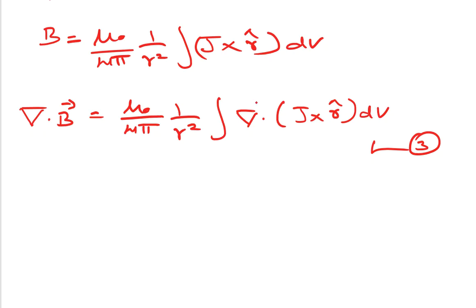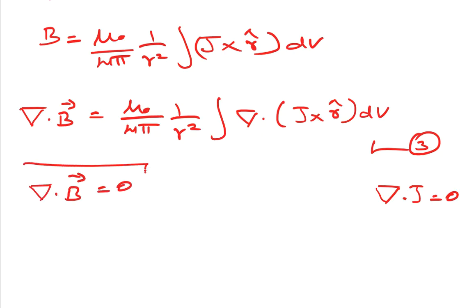Now if you expand this, you will get del dot J. We know that del dot J equal to 0, where taking a dot product with a vector uses a divergence. Since J is a constant, if you take a divergence, you get 0. The entire right hand side of equation 3 will become 0. So del dot B equal to 0. This is the differential form of the second equation.